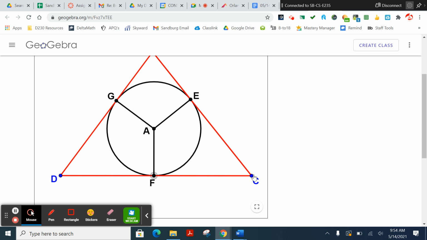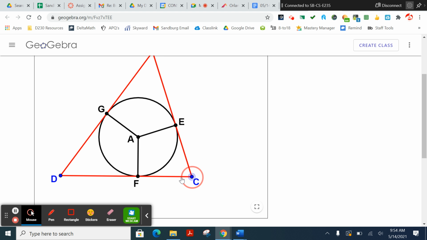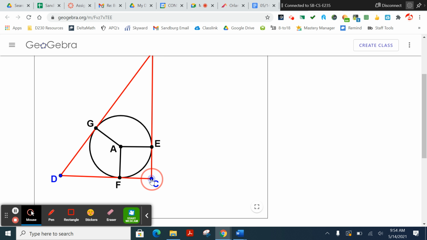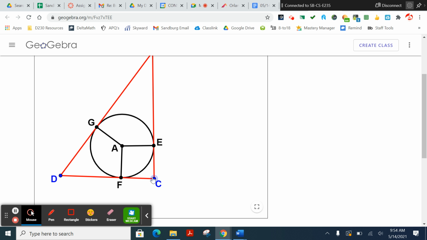Look up here at letter E. Let me move this guy over so it becomes a vertical line. Best I can. So now, it's pretty good. Do we agree that that's at least really close to being a vertical line?